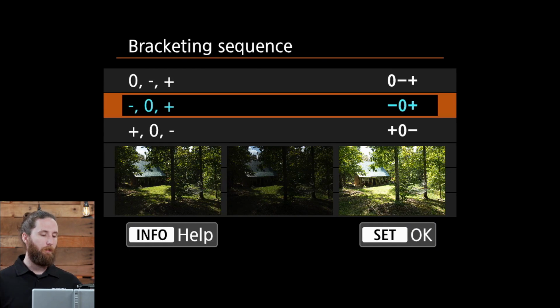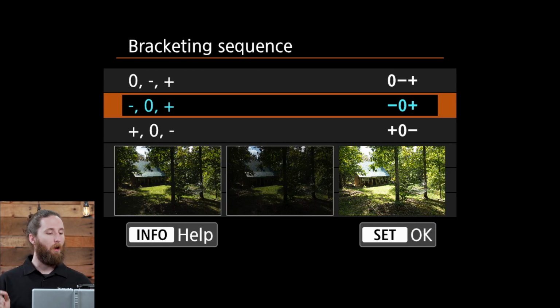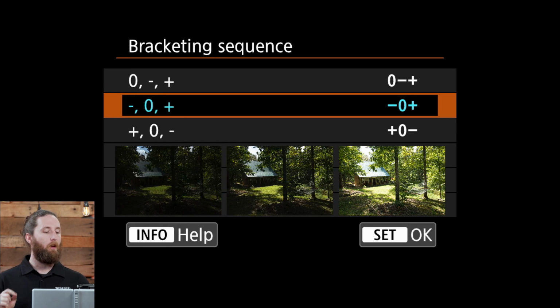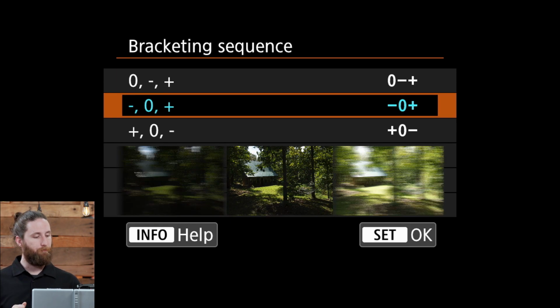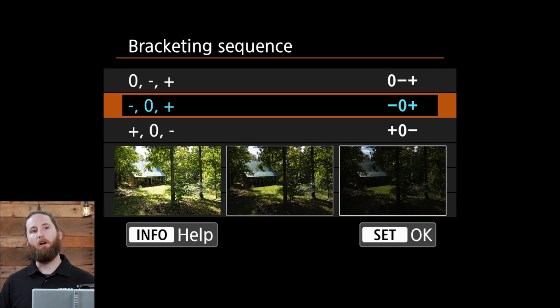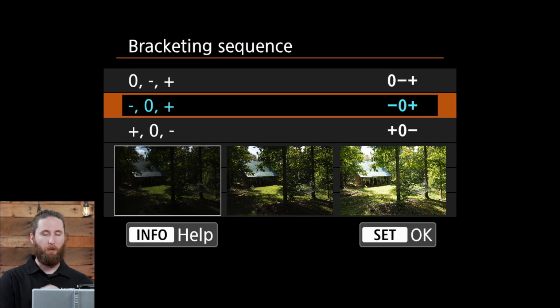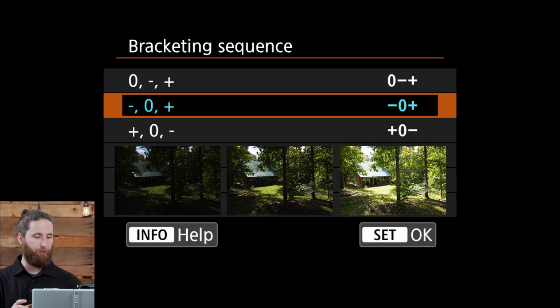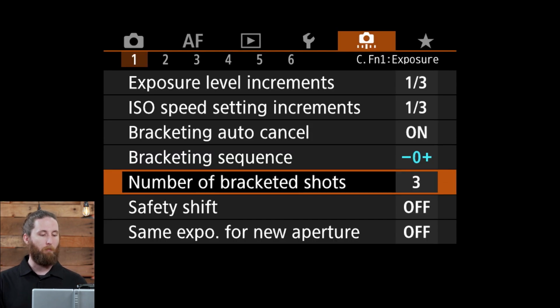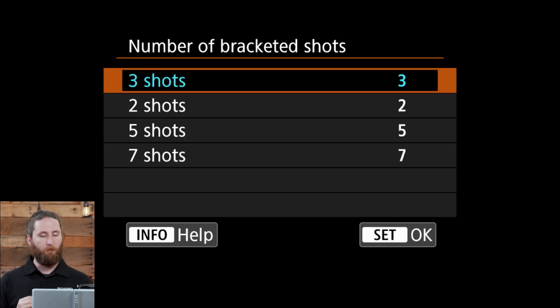Within this menu, you have three different options: proper, under and over; under, proper, over; over, proper, under. For me personally, I like to see the under, proper, over sequence. Right underneath that is the number of bracketed shots. This will allow you to determine how many photographs you want in a sequence.